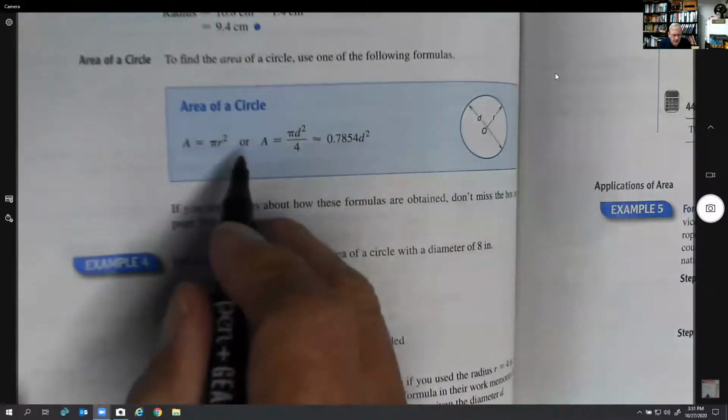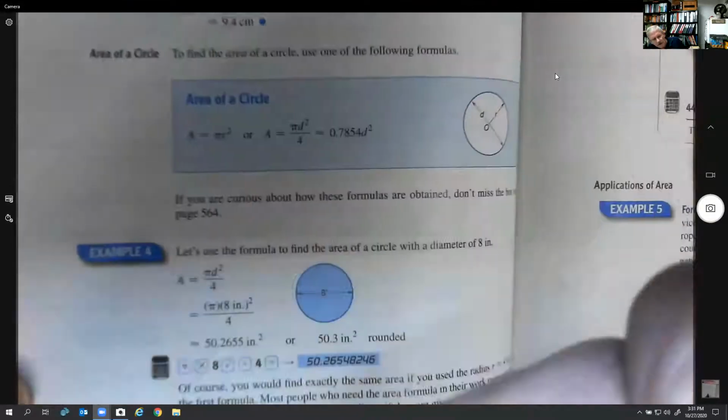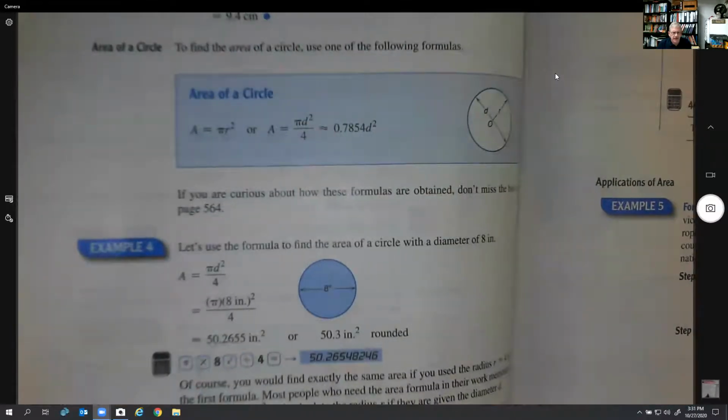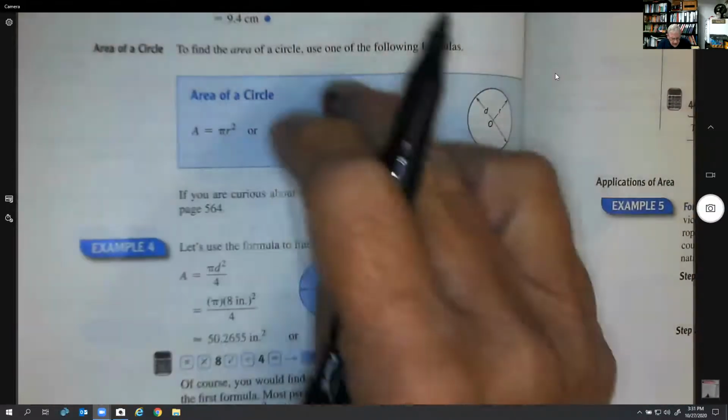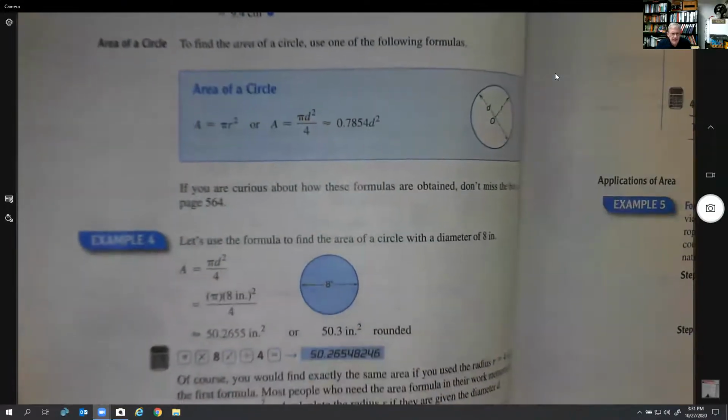Most people are just going to use this one, keep it simple. Let's not make it all totally confusing. I mean, it's confusing enough. We don't have to confuse ourselves. We don't need this. Just convert the diameter to radius, and you got it made. So let's try one here. Let's see if they got one that we could try.